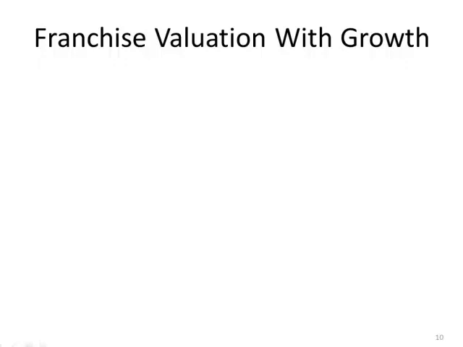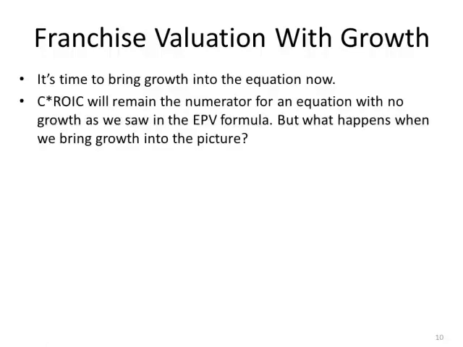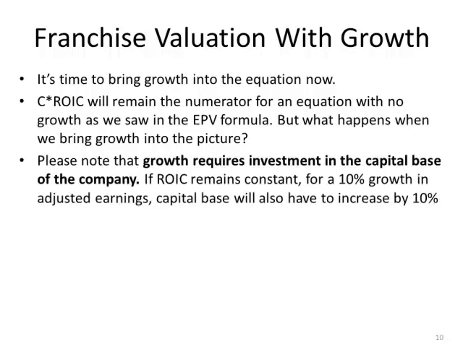Franchise valuation with growth. So now it's time to bring growth into the equation. C times ROIC, which is just equal to adjusted earnings, will remain in the numerator for an equation with no growth, as we saw in the EPV formula. But what happens when we bring growth into the picture? How does this numerator change? Growth requires investment in the capital base of the company, right? If the company is growing, then the capital base is not going to stay the same.